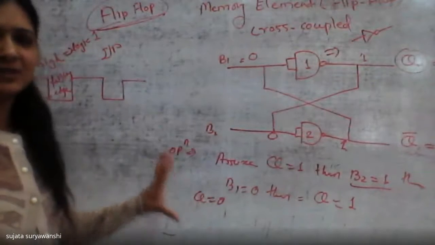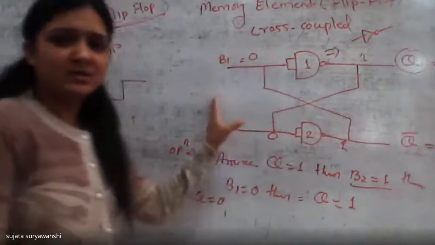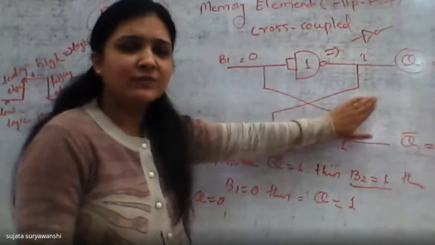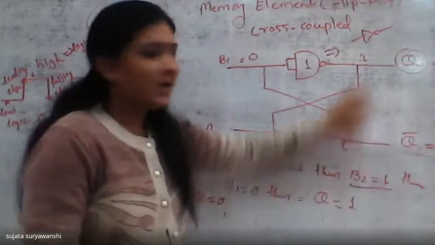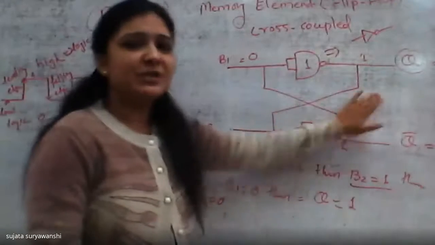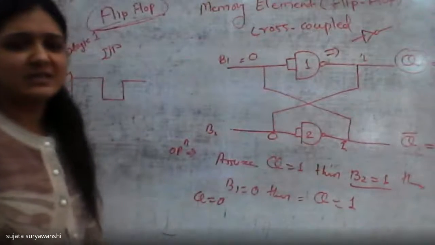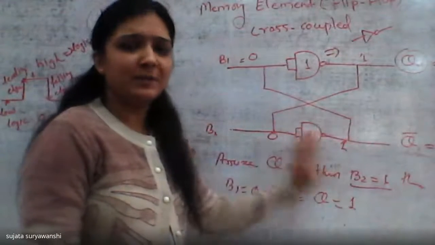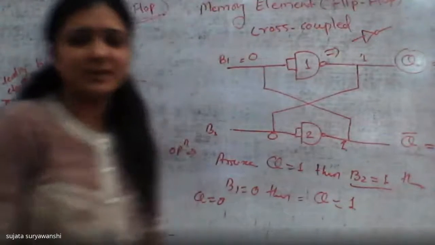Whenever you are drawing any circuit, you should assume a specific value for your output, and then you have to show the output of the complement. Check whether they satisfy the complementary relationship or not. If they do, then and only then that particular state is in the working condition. We can use that particular step.